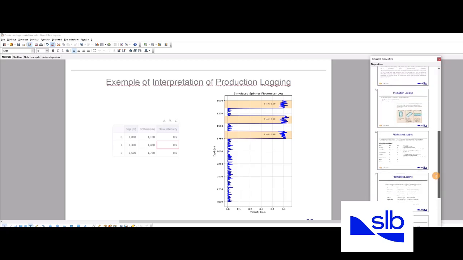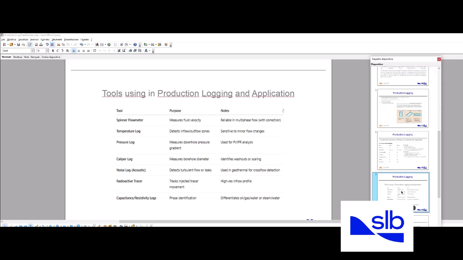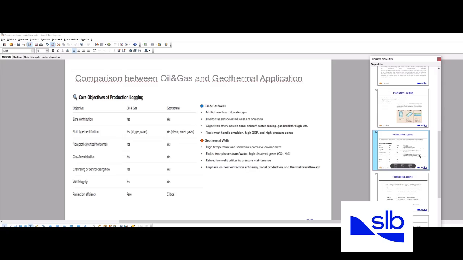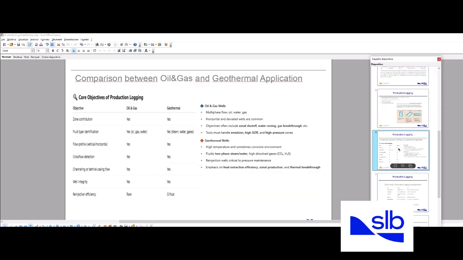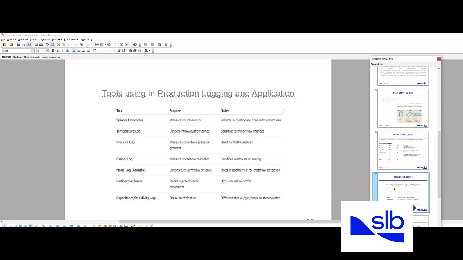In the next session we will focus on the different types of tools used in this case, for example, zone contribution, what we mean by zone contribution, fluid type detection, and cross flow, with best practices and work examples. We will also analyze the caliper logs to measure and establish hydrodynamic problems, and we will focus on two more specific themes.